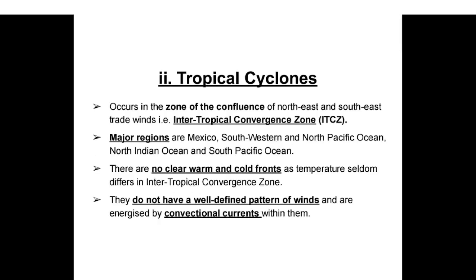Tropical cyclones occur in the zone of the confluence of the northeast and the southeast trade winds, that is the intertropical convergence zone, ITCZ. Major regions are Mexico, the Southwestern and North Pacific Ocean, North Indian Ocean and South Pacific Ocean. There are no clear warm and cold fronts as temperature seldom differs in the intertropical convergence zone. They do not have a well-defined pattern of winds and are energized by convectional currents.